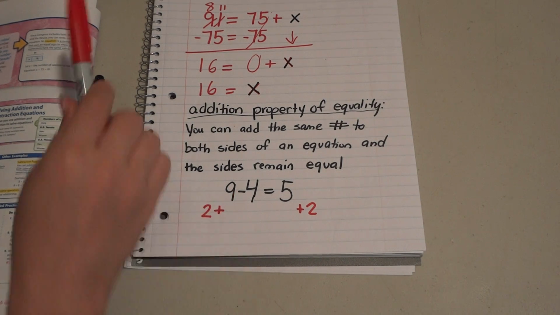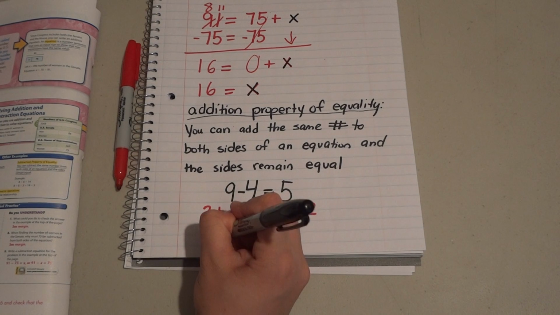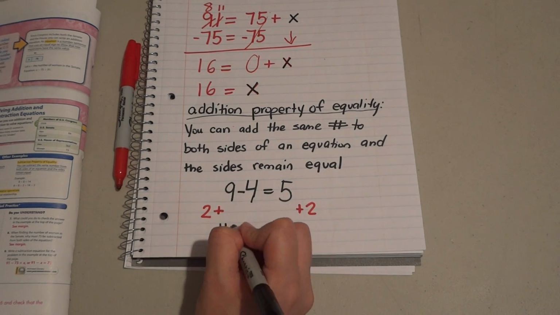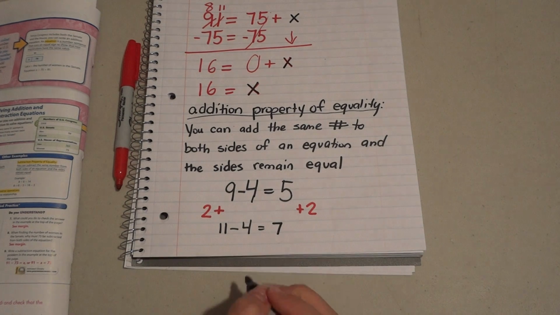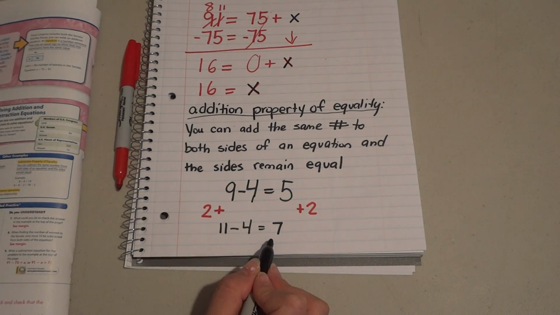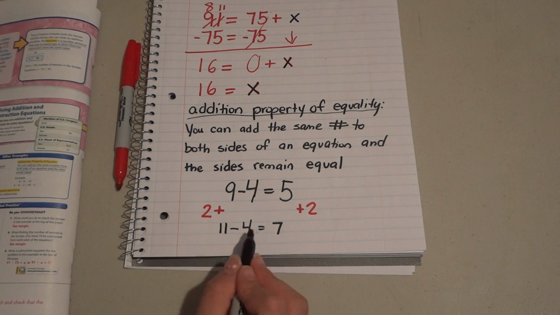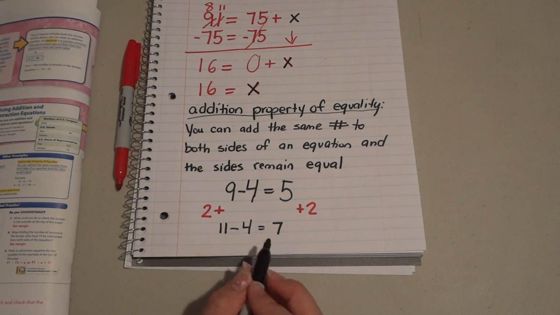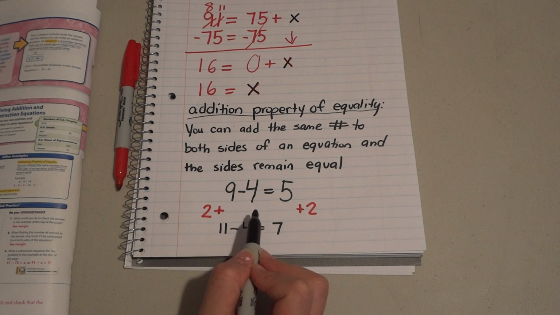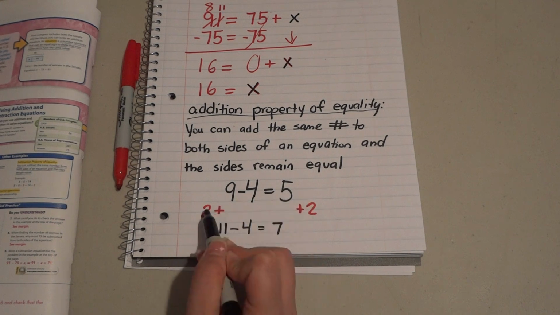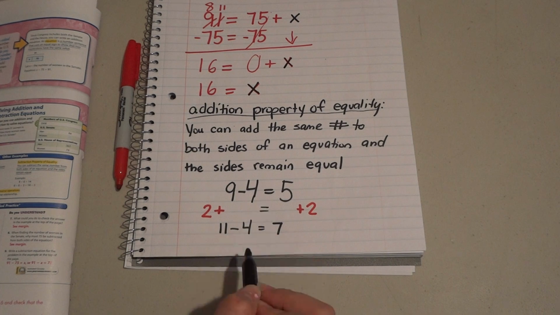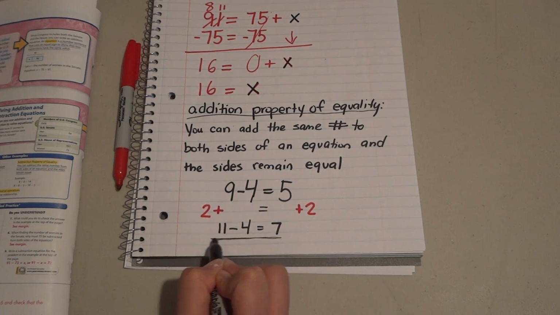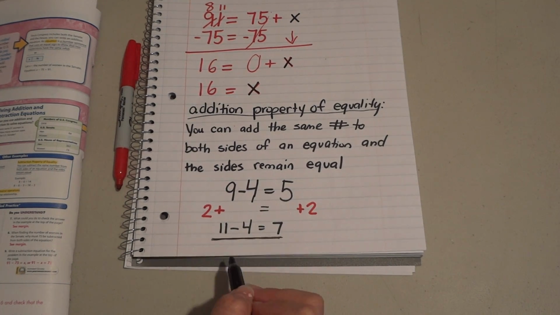2 plus 9 equals 11. I already added it to the side, so I still have the 4, but then 5 plus 2 equals 7. Is 11 minus 4 7? Yeah. Is 7 plus 4 11? Yeah. If you do the same thing to both sides, boys and girls, the equation will remain equal.